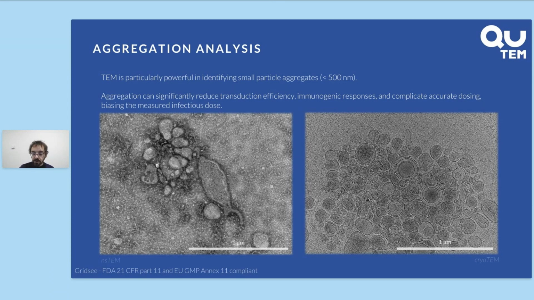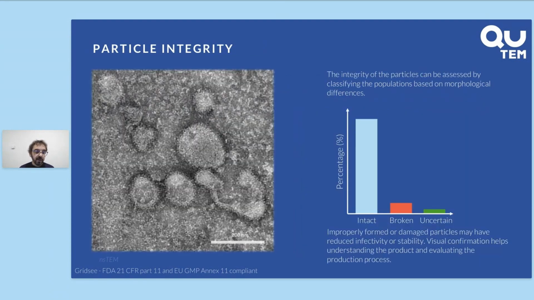So that's for one. Another key attribute that can be evaluated using TEM is the particle integrity. So of course, during your processing, you might have steps that will affect the particle integrity, and you might end up with broken particles, which will, of course, result in less efficacy of the drug. This particle integrity can be assessed directly or morphologically, so by directly looking at the morphology of the particles, we can easily assess which particles appear intact on the images and which particles appear broken. And that's something that can be easily done.